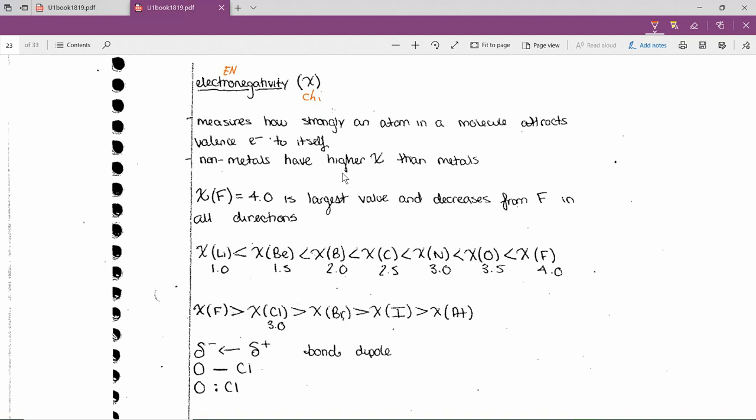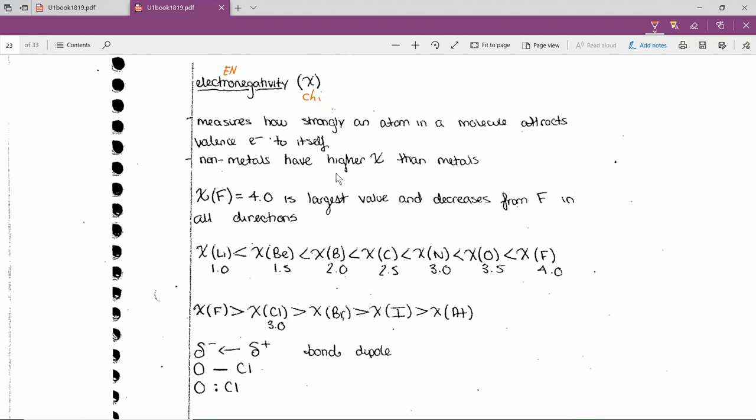The noble gases really don't have values for electronegativity because they don't form that many molecules, so there really isn't sufficient data to give an accurate value for electronegativity. Electronegativity is still a model, a theoretical model, but it does help us understand polarity of bonds, polarity of molecules, lots of stuff which we're going to do in the second unit.